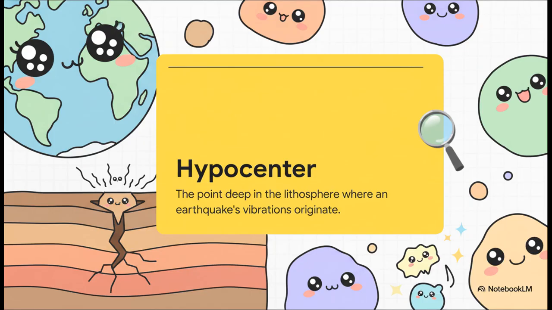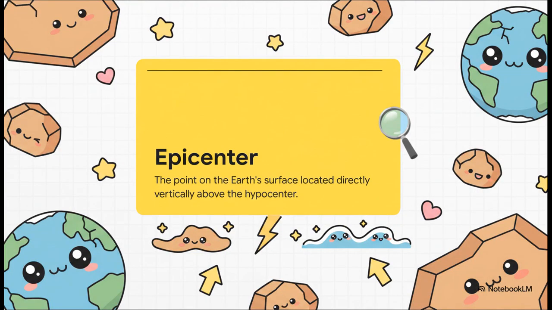First is the hypocenter. This is the exact point deep within the Earth's lithosphere where those rocks snap. It's that deep, invisible origin point where the earthquake's elastic vibrations actually begin. And that is followed immediately by the epicenter. Now, when you watch the news after a quake, this is the word you always hear.